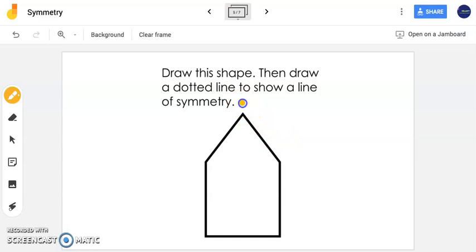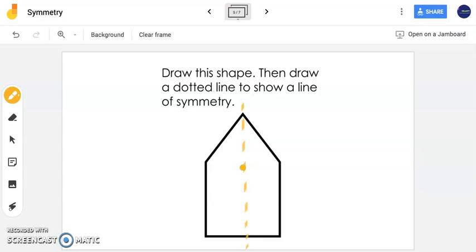So by looking here, I'm going to draw this dotted line right through the middle, because I noticed that by drawing a vertical line, I have equal amounts to the left and the right of this dotted line, showing me that this dotted line is the line of symmetry.